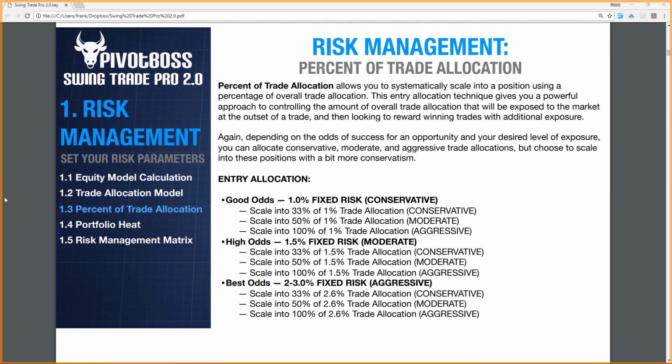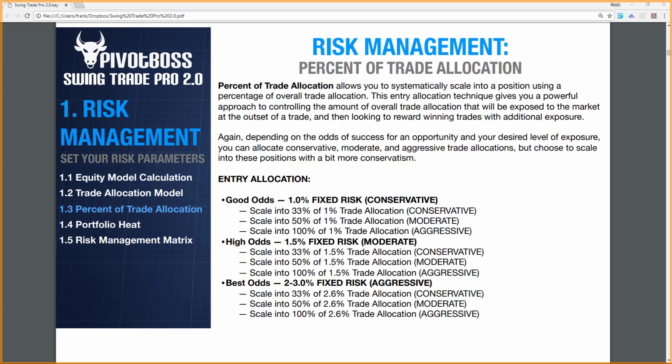So let's talk about percent of trade allocation. Now that we understand core equity, we understand the trade allocation model that we want to use, this is something that I call percent of trade allocation. So percent of trade allocation allows you to systematically scale into a position using a percentage of overall trade allocation. This entry allocation technique gives you a powerful approach to controlling the amount of overall trade allocation that will be exposed to the market at the outset of a trade, and then looking to reward winning trades with additional exposure. Again, depending on the odds of success for an opportunity and your desired level of exposure, you can allocate conservative, moderate, and aggressive trade allocations, but choose to scale into these positions with a bit more conservatism.